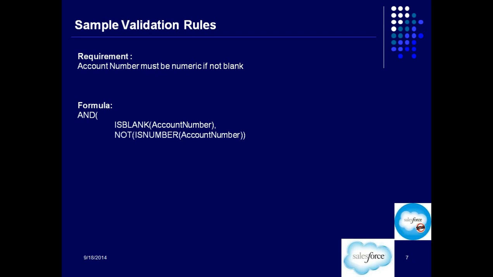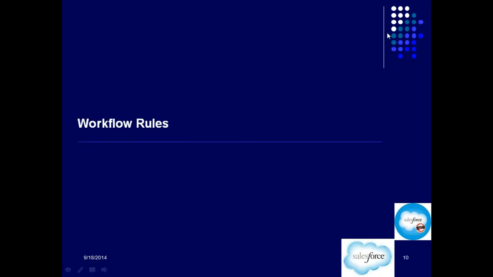So see, if account number is blank and is not number, not is number, then throw error. Fine. So you can have a lot of these kind of validation rules. Spend some time on the formulas and all, and you can learn these validation rules pretty well. Okay, so now moving on to the workflow rules.